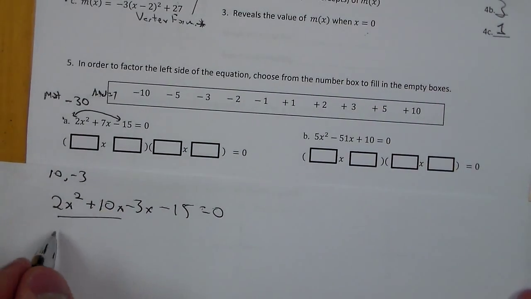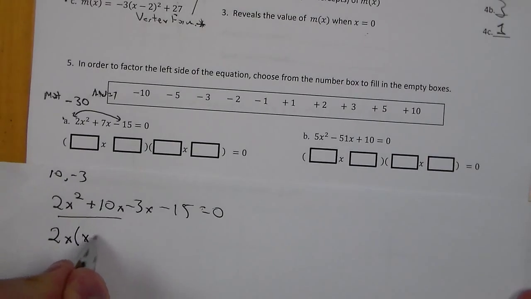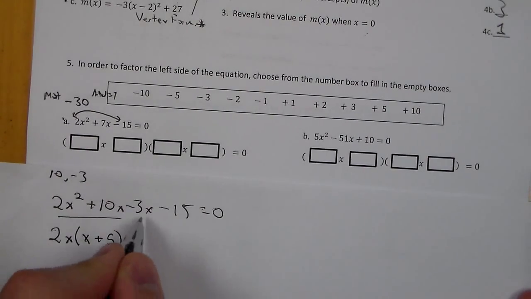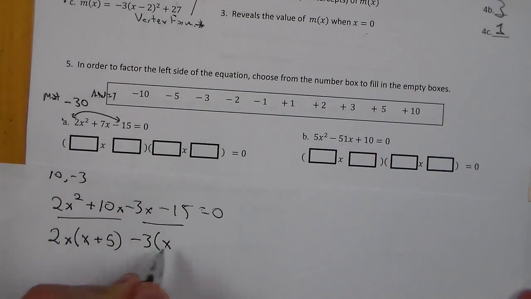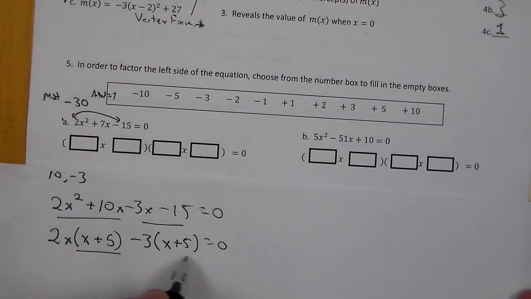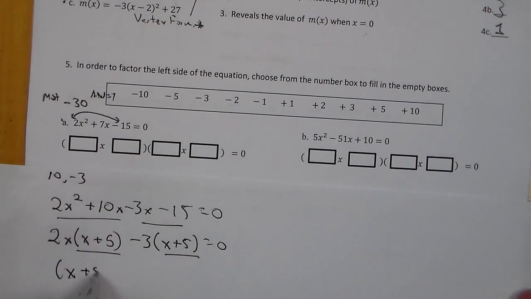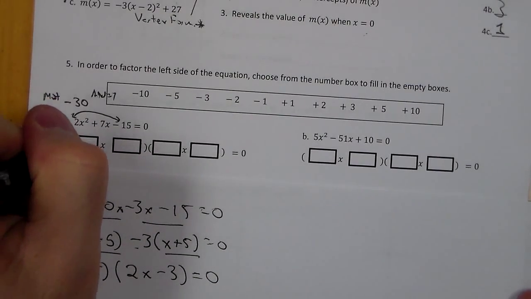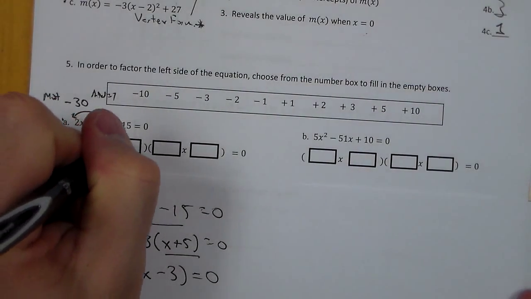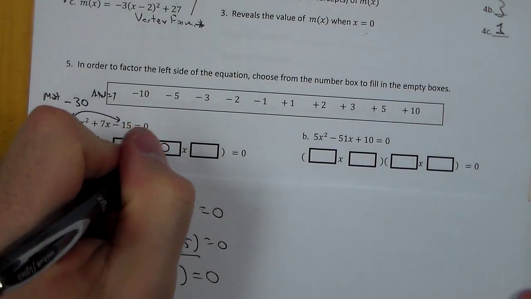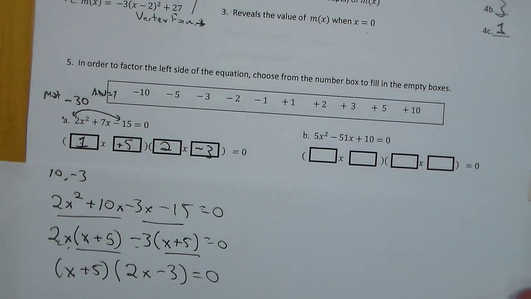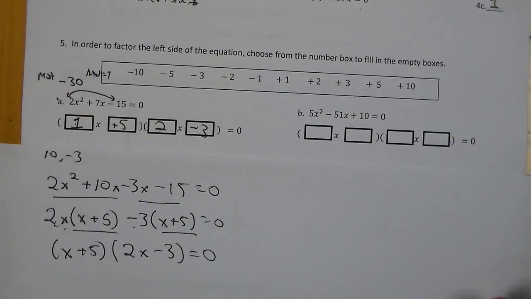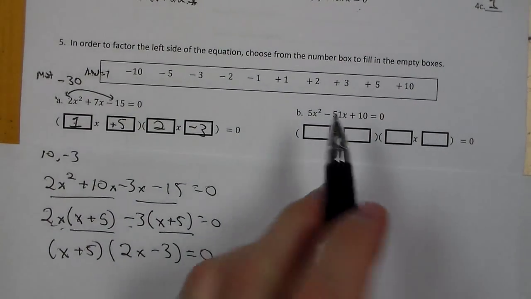Now we factor the first two terms, taking out a 2x, leaving us with x plus 5. Factor the last two terms by taking out a -3, and we get x plus 5. Both terms now have x plus 5, so we take that out and write the leftovers, which is 2x minus 3. So our factors turn out to be 1x plus 5 and 2x minus 3. They don't necessarily need the solutions there, just want to be able to factor it down.